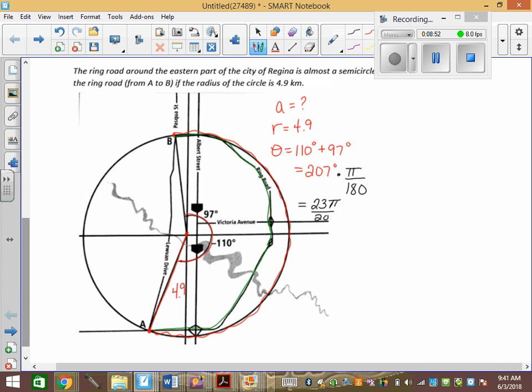Now we're going to use that. We're not going to use the decimal of that, because we want to round in the very last step always. So theta equals A over R is our formula, but we want A by itself, so we're going to multiply by R. So we get A equals R theta. So A equals 4.9 times 23 pi over 20. You multiply it by 4.9 and you get 17.7 kilometers.